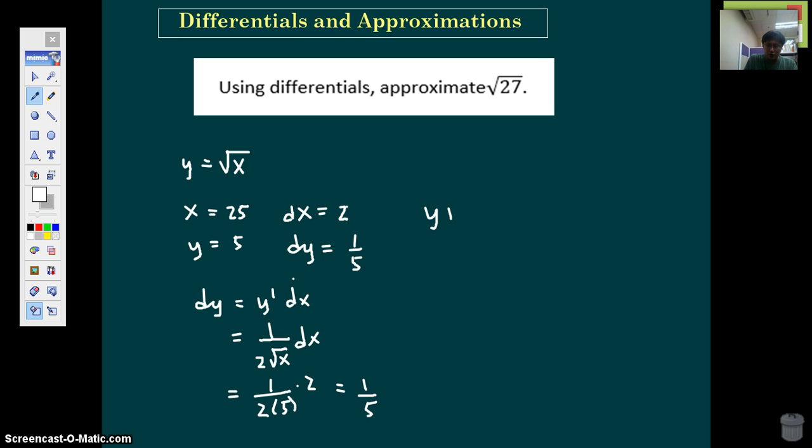Now the approximation would be y plus dy, and it's equal to 5 plus 1 over 5, which is 26 over 5. Now you can check this in your calculator to see how good the approximation is: 26 over 5 for the square root of 27.